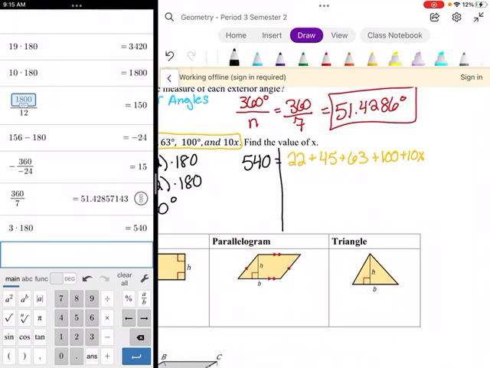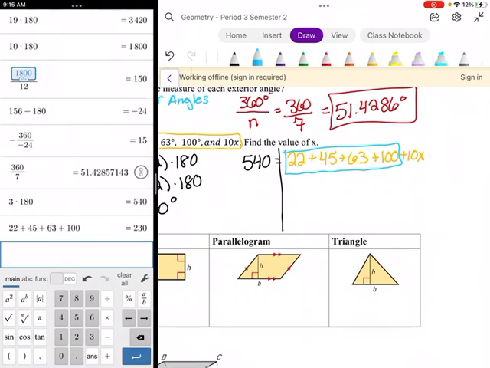So in my first step, we're going to combine all of these like terms. So we're going to take 22 plus 45 plus 63 plus 100. And that's going to give us 230, and we still have the plus 10x here. And it's equal to 540.